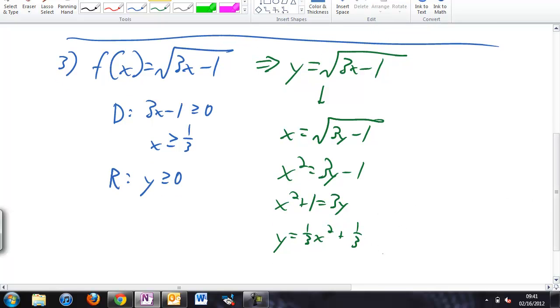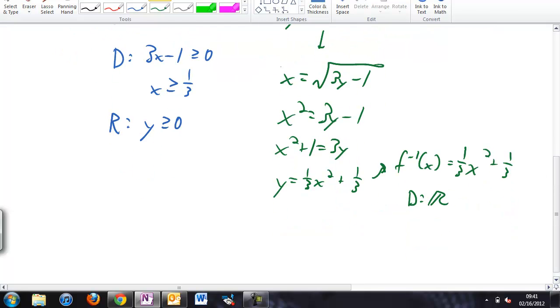Now, this is the function the way it's written. We can change that to f inverse of x, but we have a slight problem here because the domain of this function is all real numbers. We can't have that because the domain of the function has to match the range of the original. If the range of the original was y is greater than or equal to 0, we now have to say this is only for x greater than or equal to 0.